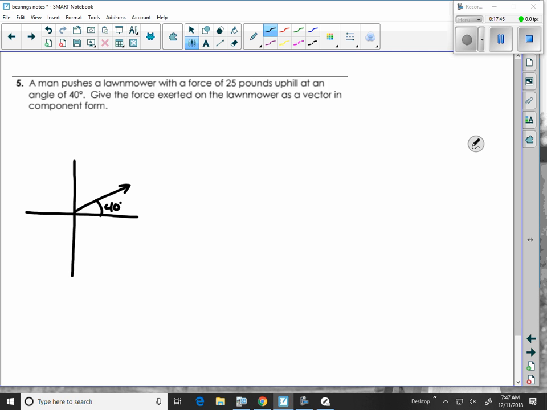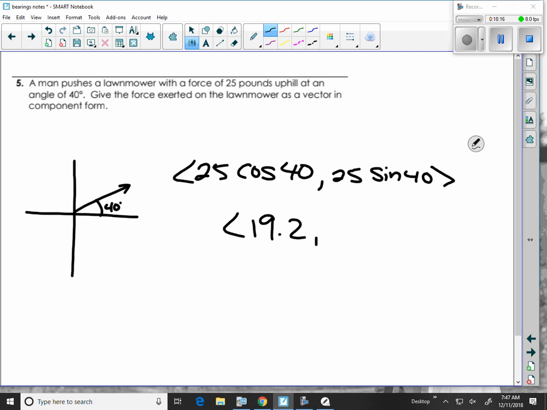When we do our component form, our magnitude, or our force in this case, is 25. So we'll do 25 cosine 40, 25 sine 40. Because we're in quadrant 1, we don't have to change any angles. We're good to go. So there's our component form for that. Questions for me?